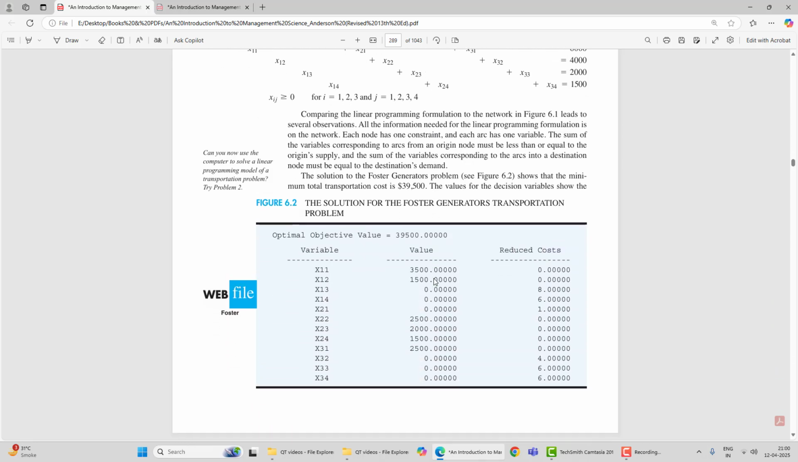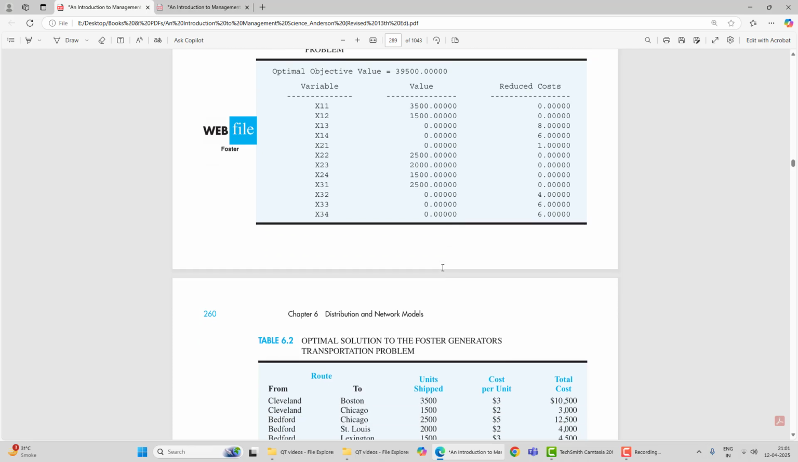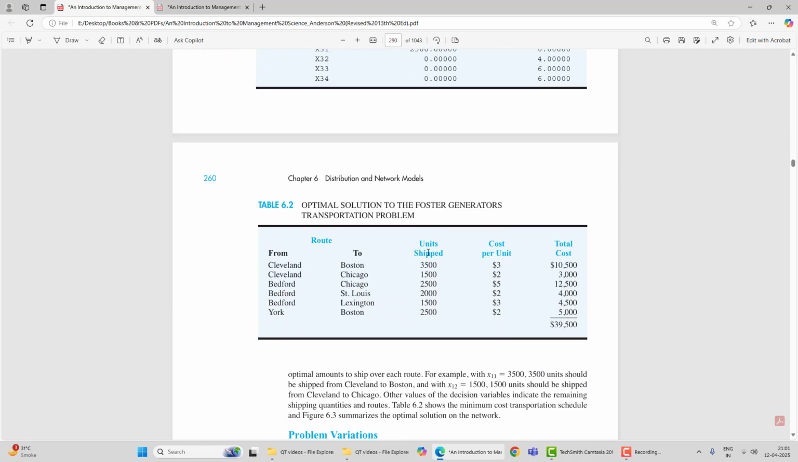When you set this up and solve it in your solver, you will get this answer. These are the various values, and the total objective value, that means the minimum total transportation cost that can be achieved, is 39,500, and this is how we are going to send the number of units on those routes, right? So this is the final answer. The units shipped from Cleveland to Boston is 3500, and this is how you write your final answer. So this is the transportation cost.